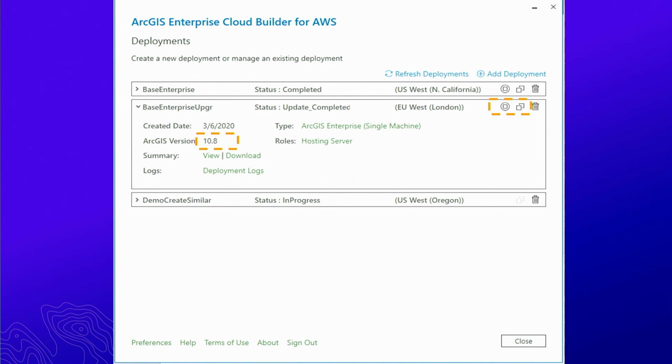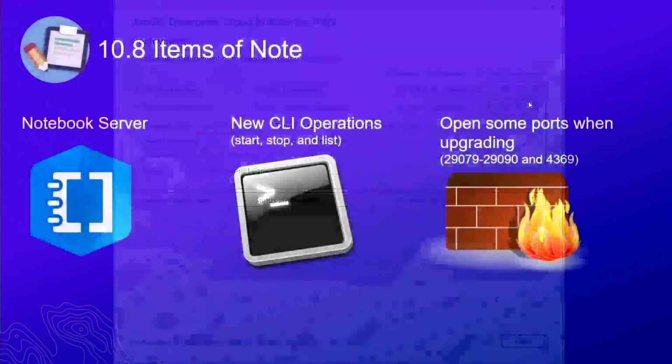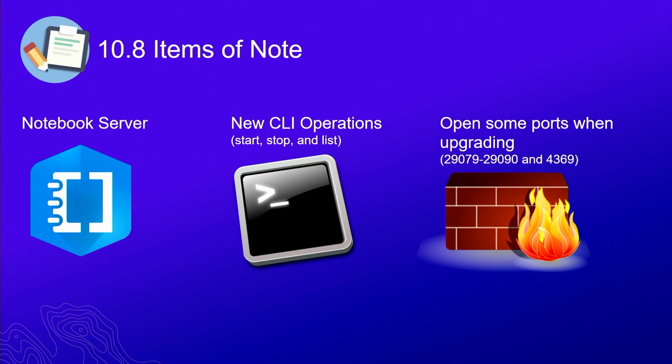And if you go back to the list of deployments, here's the deployment we started with. And you can see that it's now marked 10.8 because we have successfully upgraded it. The other thing you'll see are the icons have changed. You no longer see the upgrade icon and you see the stop icon. So if I want to stop my deployment, I can, and turn off the machines and I can turn them back on later. And I can also create similar now. So with that, that shows the launching and upgrading capabilities of a Cloud Builder.